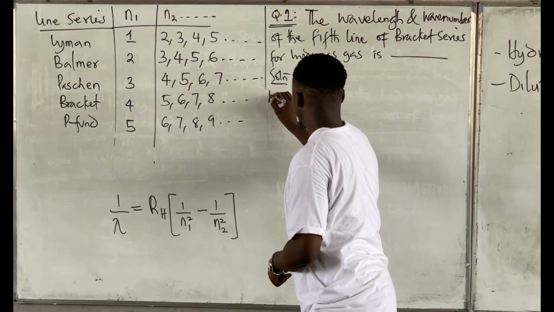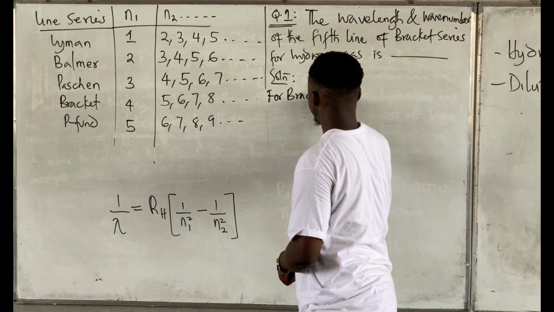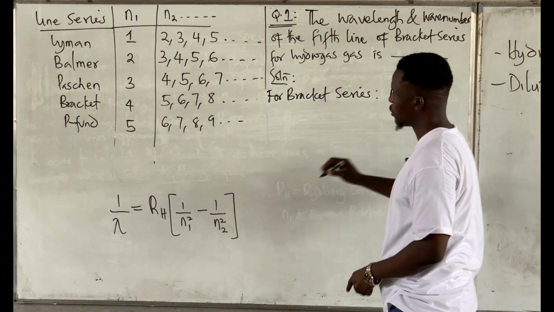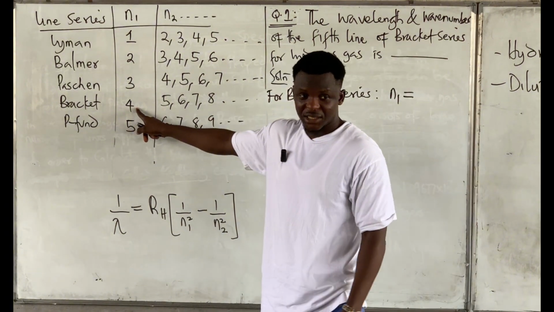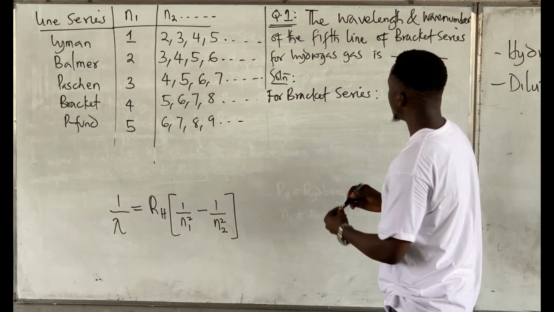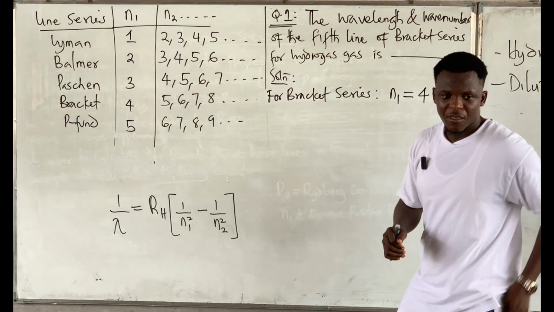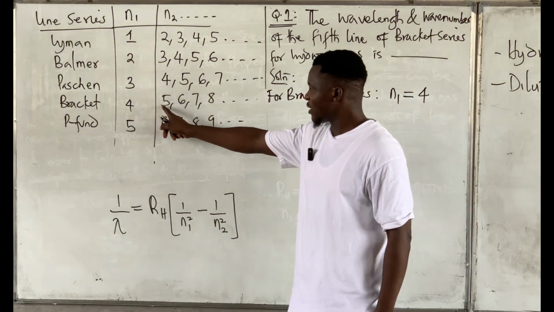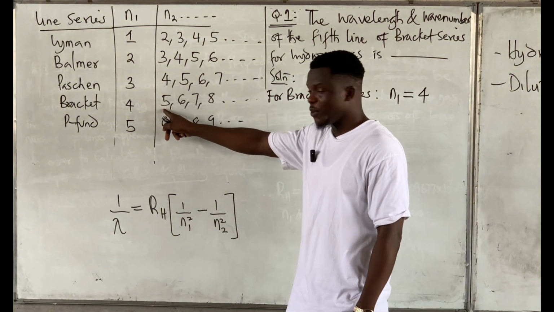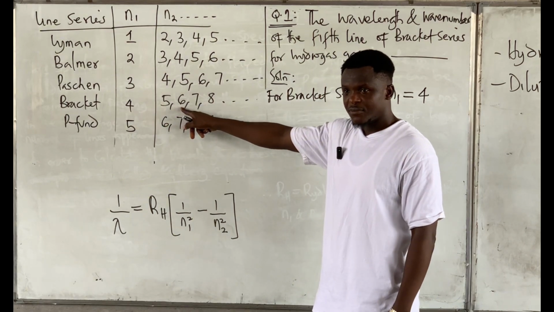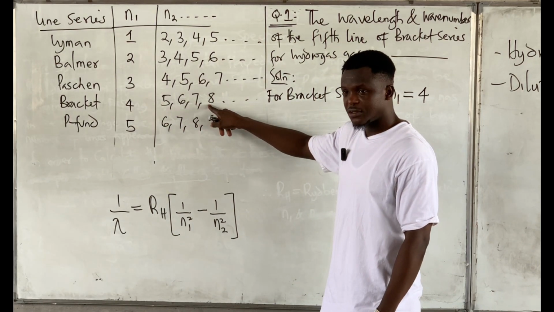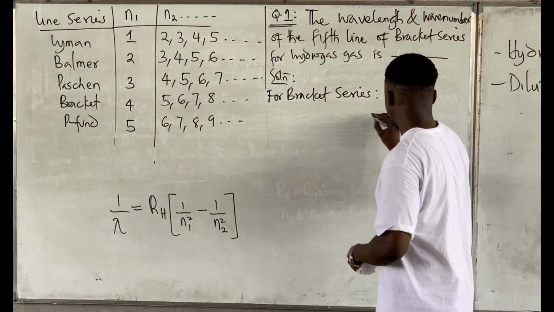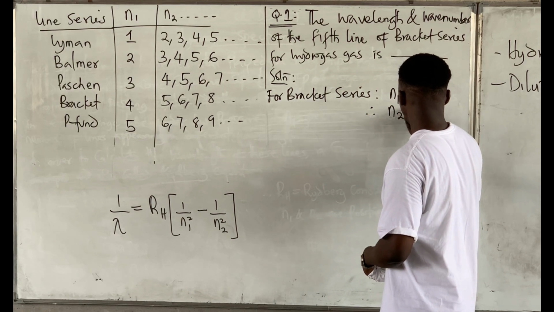So I'll say for Brackett series. Class, for Brackett series, N1 is always equal to what? 4. This Brackett series. Now, they said for which number of lines, class? 5th line. Now, if this guy is actually the first line is going to be what? Second line will be what? Third line will be what? Fourth line will be what? 5th line will be what? 9. So therefore, my N2 will be equal to what? 9.